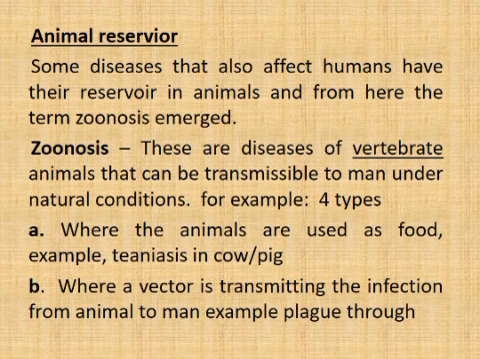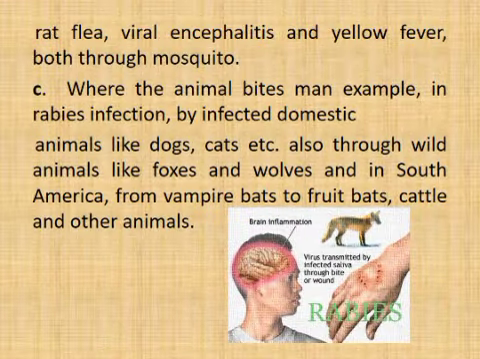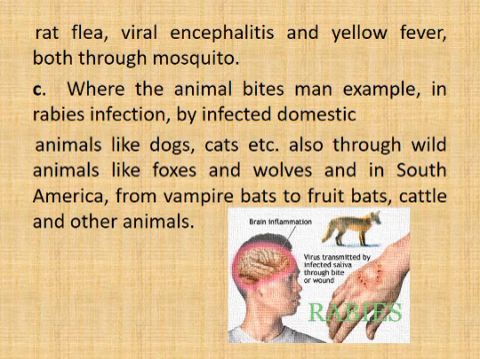B, where a vector is transmitting the infection from animal to man. Example, plague through rat flea, viral encephalitis and yellow fever, both through mosquito. The yellow fever here is the jungle type of yellow fever, where the animal involved is the monkey, because in the urban yellow fever you have man, mosquito, man. There is no animal involved.